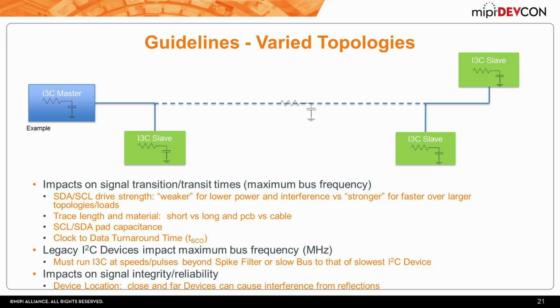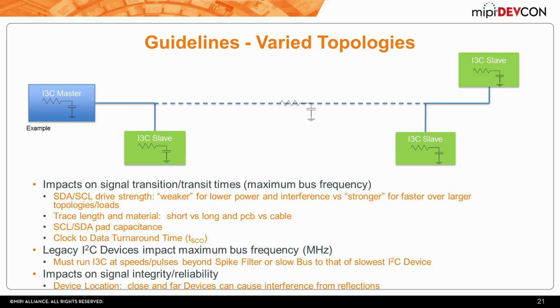So there's impacts on signal transition and transit times, which can impact how fast you can run the bus. I say you can run the bus up at 12.5 megahertz, but depending on if there are legacy devices on the bus or not, you can run at slower speeds. If you need to drive a large network, you can slow things down. But in the case of legacy devices, there's some care you have to take.